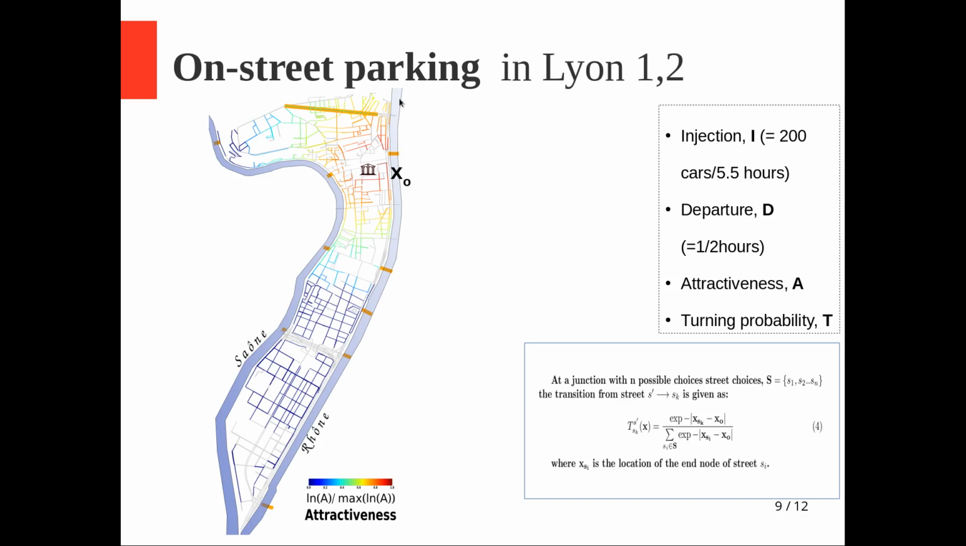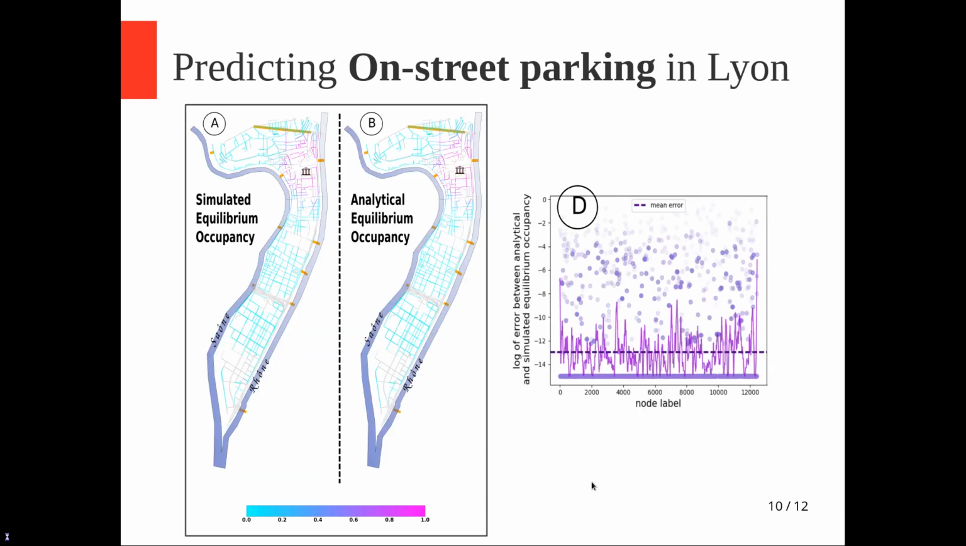Next, we specify attractiveness, which is shown on this map here, peaked around this location here, which is the Opera House. Finally, defining the transition probabilities using this formula, we can solve it, and we see that it works. The cars park where we expect them to park, and over here the mean error per spot is really small.